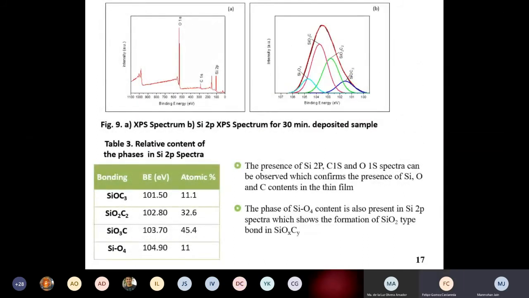And here in the XPS spectra, we can see the availability of silicon, oxygen, and carbon spectra, which confirms the presence of silicon oxycarbide thin films.